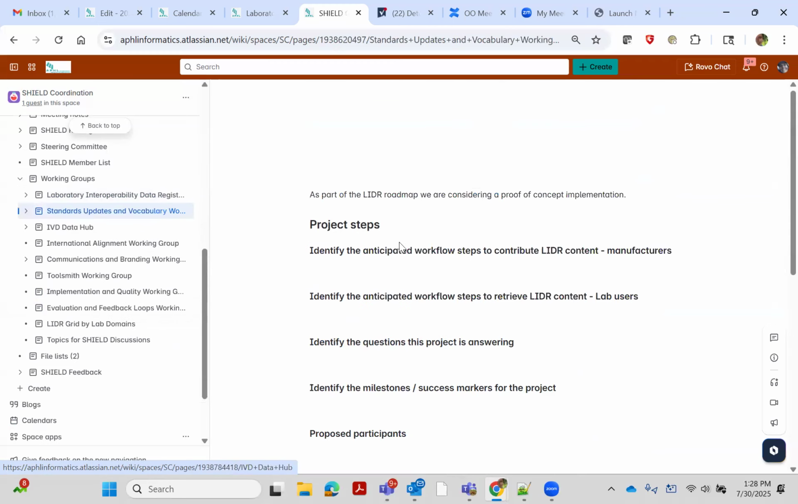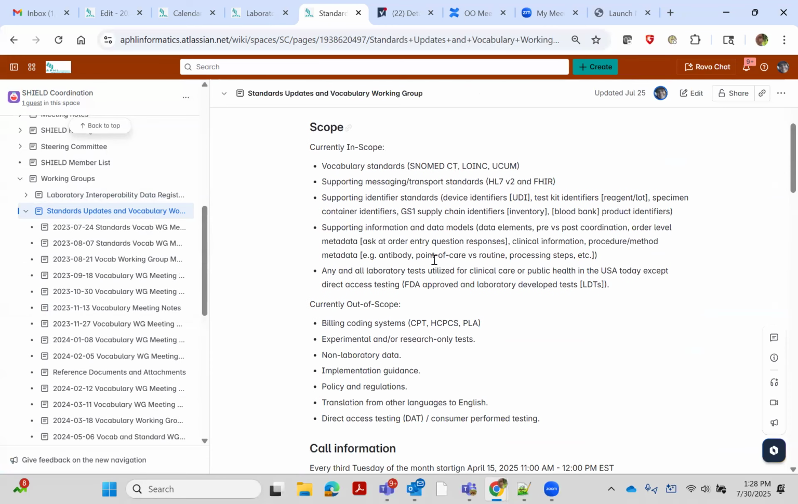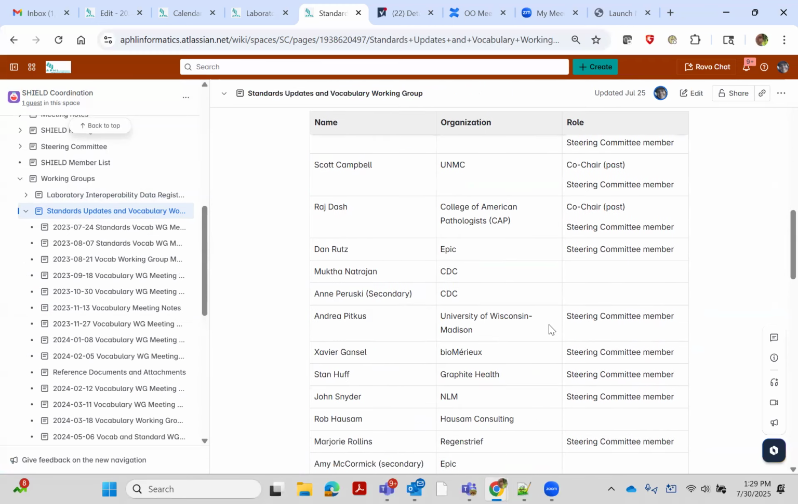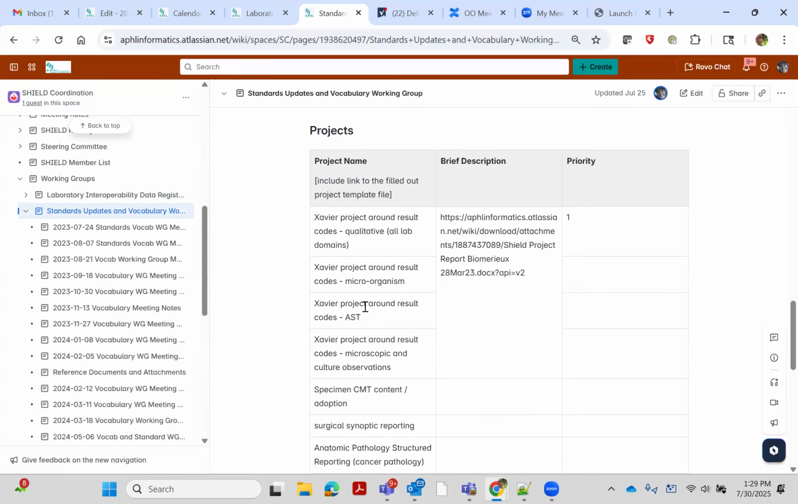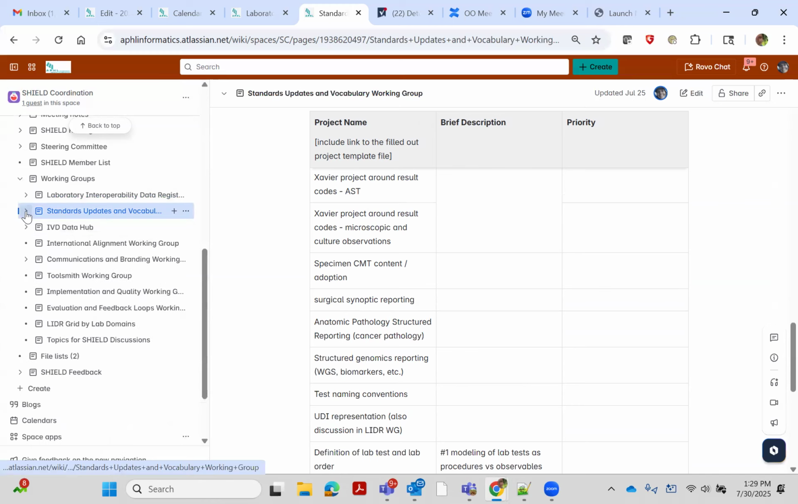We have a standards, updates, and vocabulary working group that basically looks at all the standards used around lab tests, and which specific projects they want to tackle. So bioMérieux submitted quite a few around coding for qualitative lab results, for microorganisms, for susceptibility testing, and so on. So they tackle those one at a time.